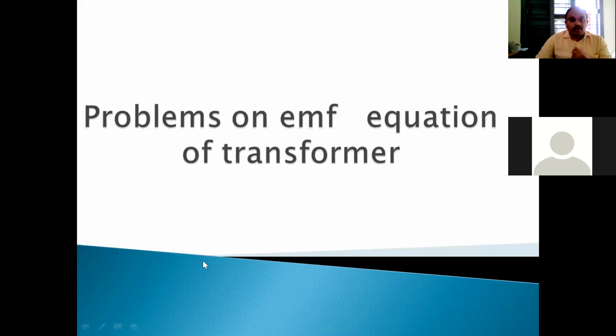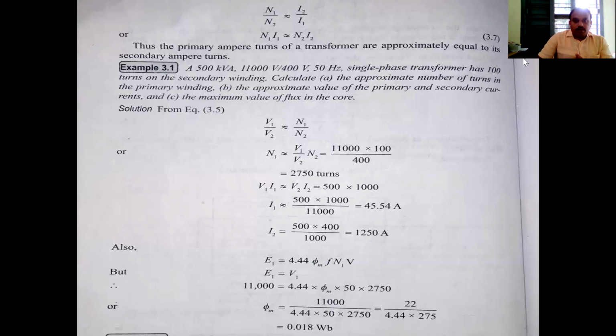So today I will give some numerical problems on the EMF equation of the transformer. A 500 kVA, 11,000 by 400 volts single phase transformer has 100 turns on the secondary winding. Calculate the approximate number of turns in the primary winding, the approximate values of the primary and secondary currents, and the maximum value of the flux in the core.